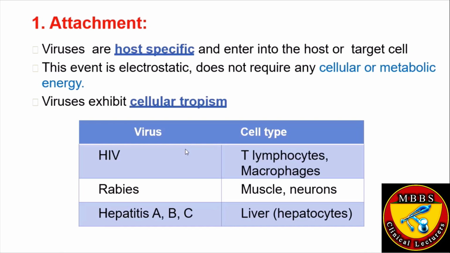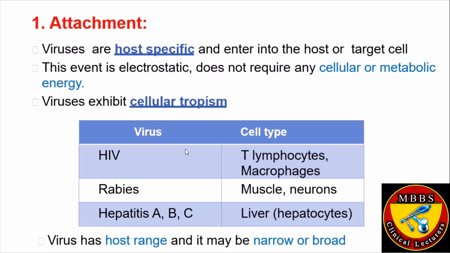Like HIV virus has the affinity or attraction for the T lymphocytes or macrophages. The rabies virus has the attraction or tropism for the muscle and the neurons. Hepatitis A, B, C, and these viruses have the attraction for the liver cells, the hepatocytes. That's why we can say the virus exhibits cellular tropism and they are host specific.